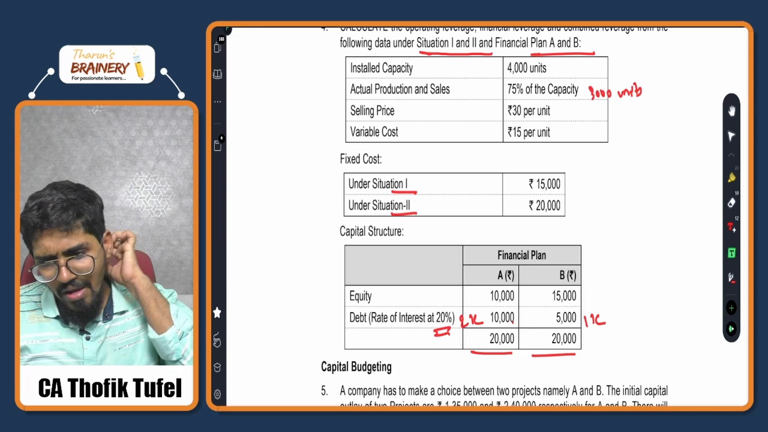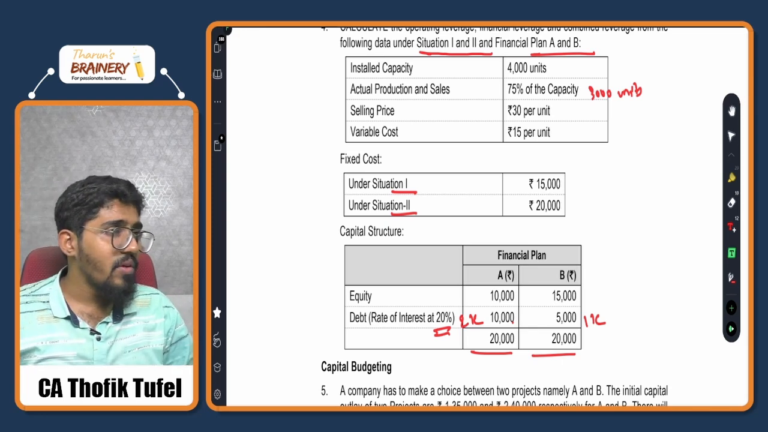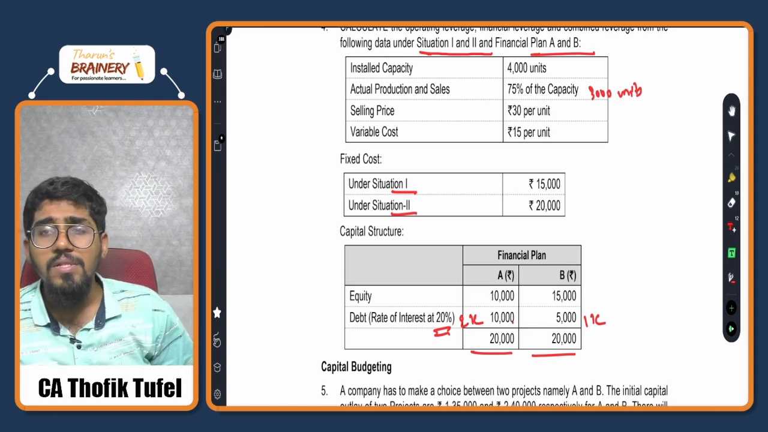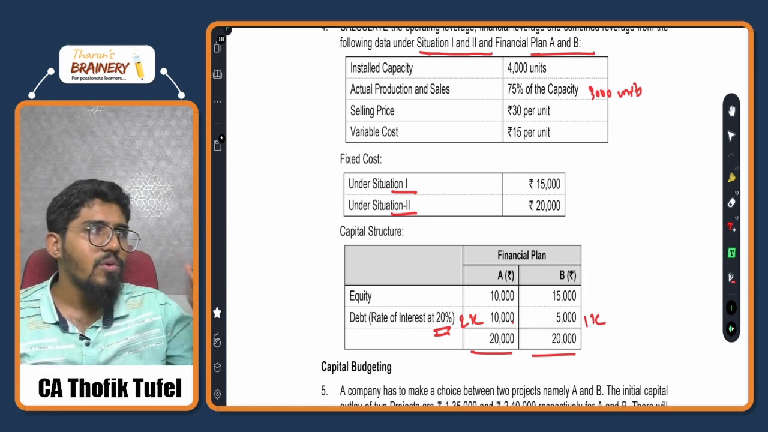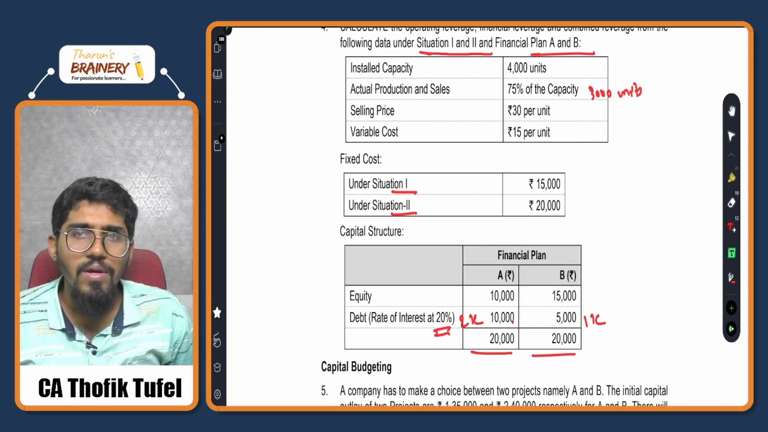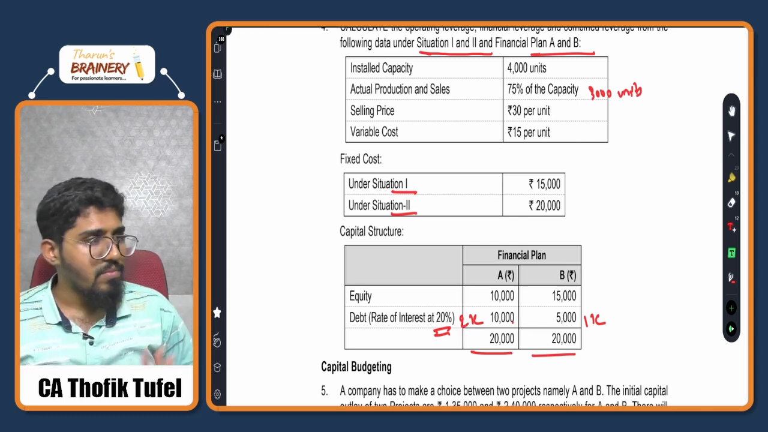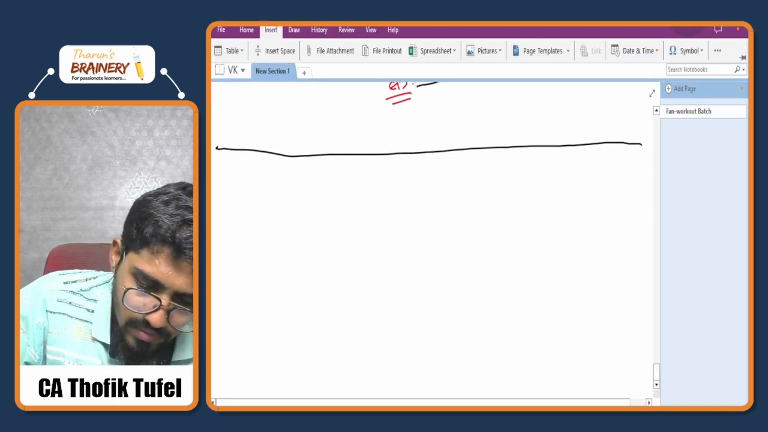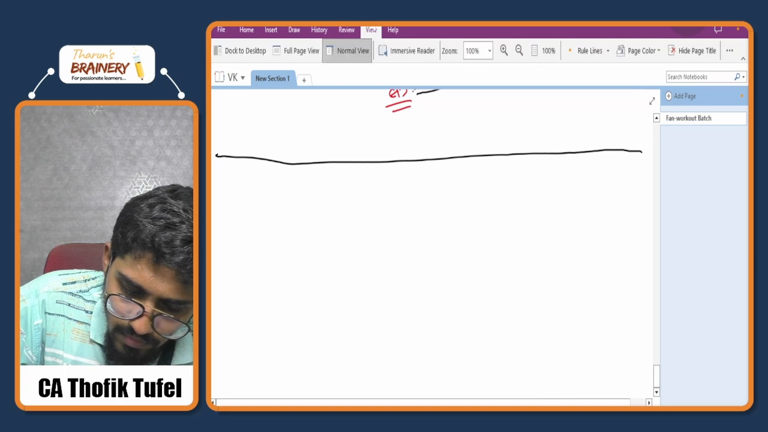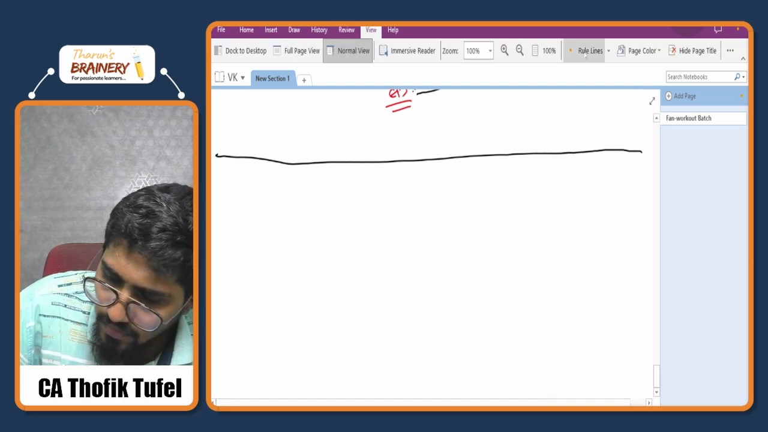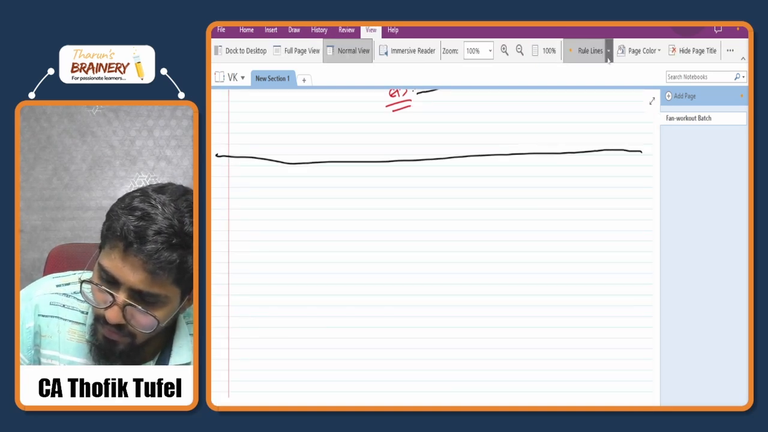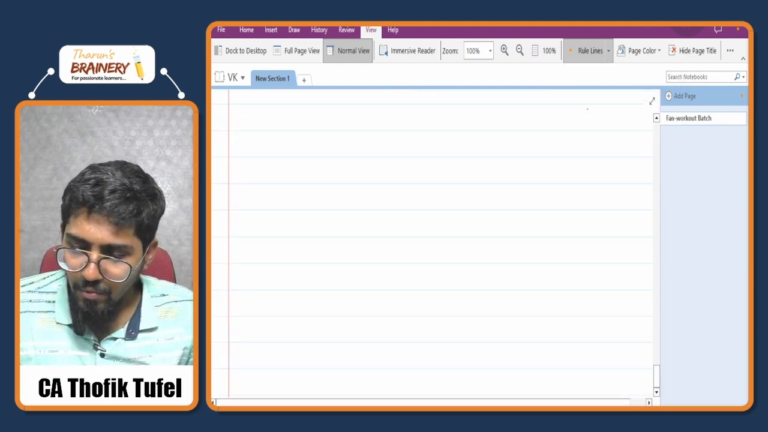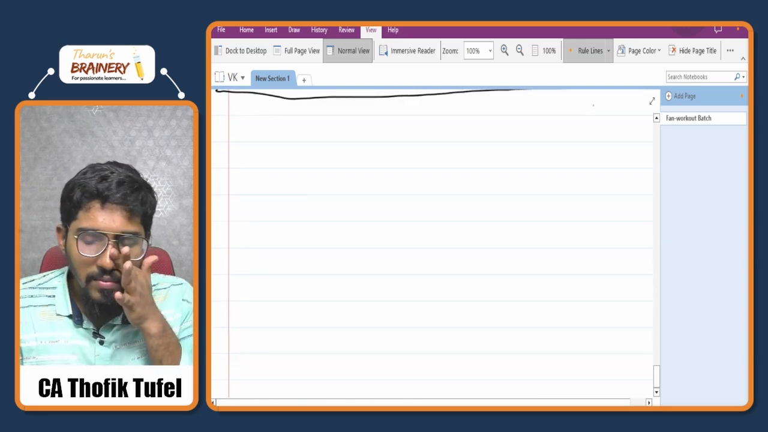Now let us go ahead. For any leverage problem, make a note of it: first prepare an income statement. Any question on leverages, first prepare an income statement. Even if it is an incomplete income statement, you prepare the income statement. So the first step is to prepare the income statement.